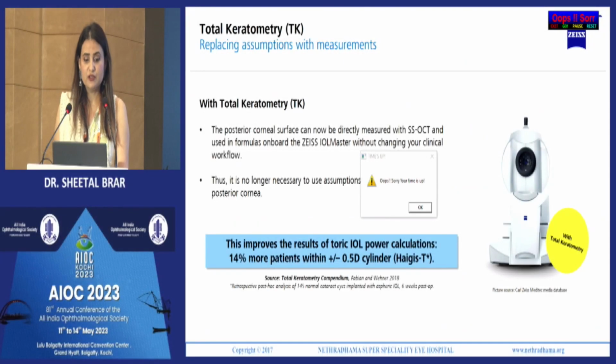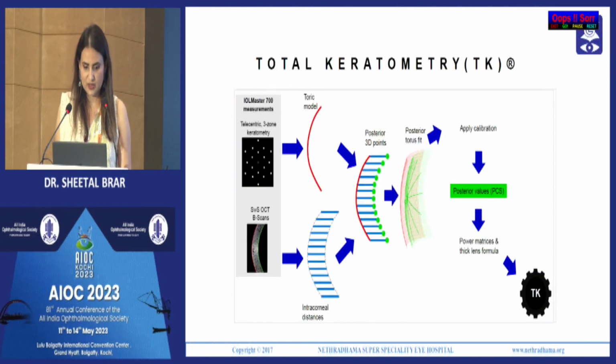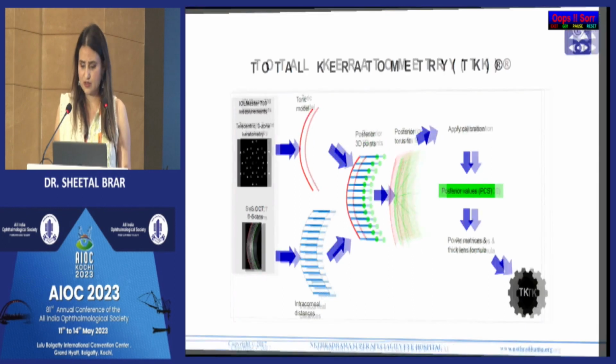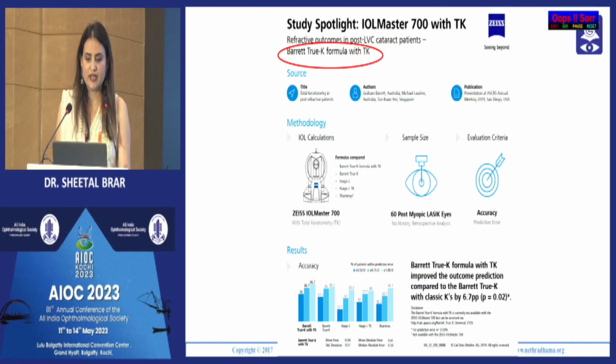Then we have the total keratometry. I think Dr. Shreyas has already discussed this, so I will not go into details of how it is calculated. Basically, here you don't have to assume the posterior curvature. You directly measure the posterior curvature, so it provides better accuracy. The Barrett True-K formula can further be improved by use of the TK values, and Dr. Graham Barrett has also found in his study that with the use of this formula, the outcomes further improved.